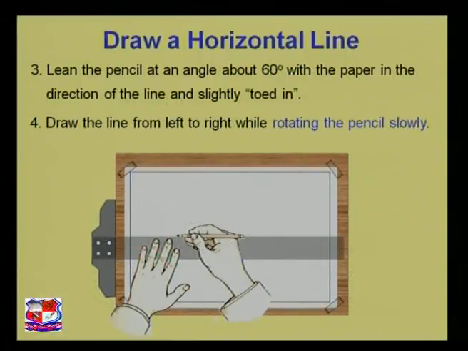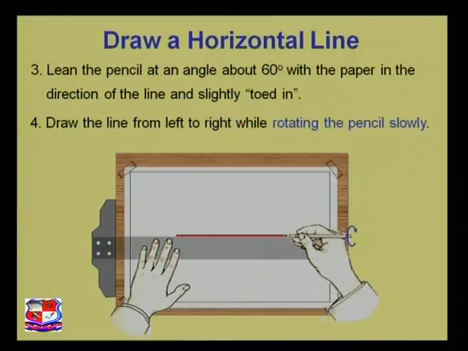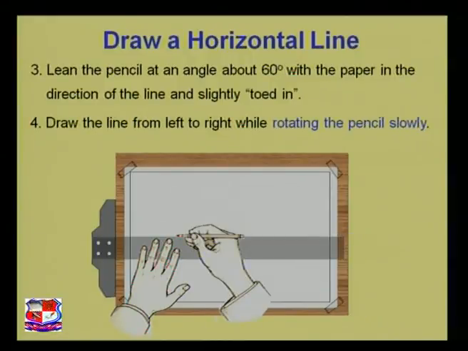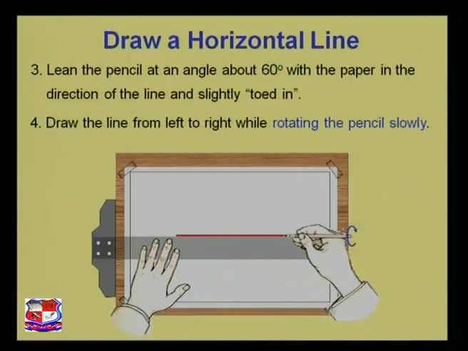Now draw the line from left to right while rotating the pencil very slowly. Rotate the pencil in your palm itself. Rotate the pencil clockwise. Now what are we going to do next? We are going to draw a line like this. As you can see over here, we are rotating the pencil clockwise. See again, rotate the pencil and draw a line from left to right.